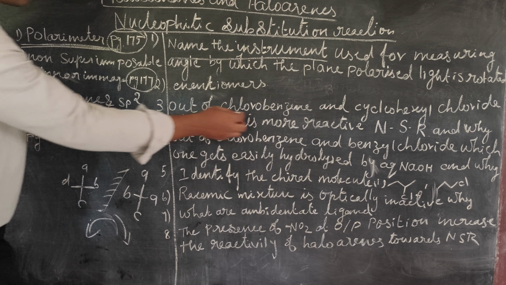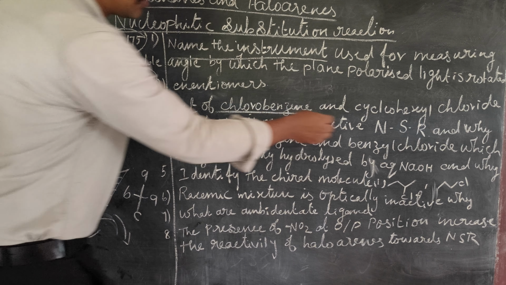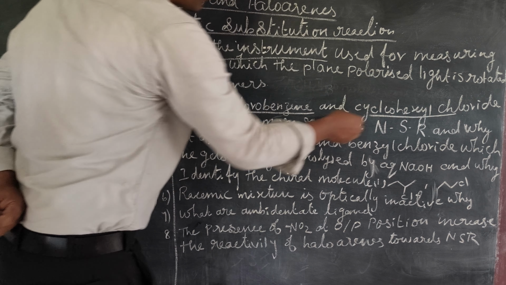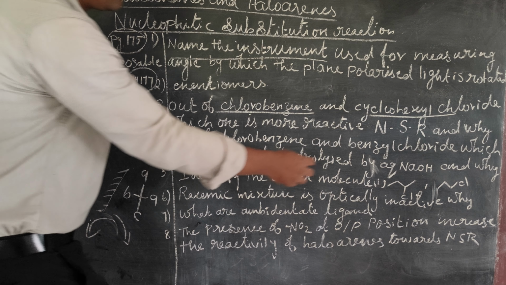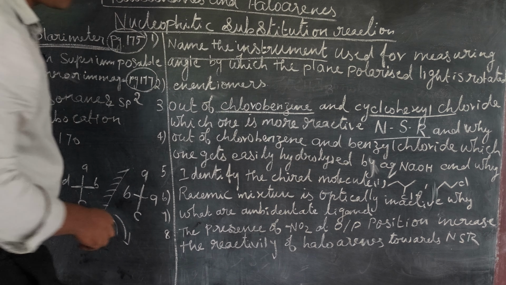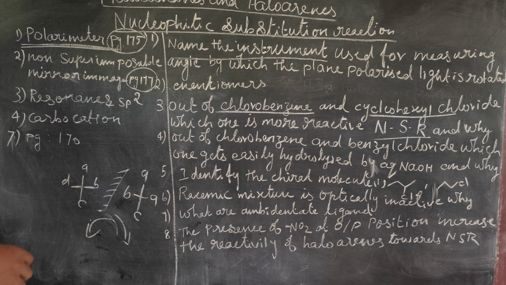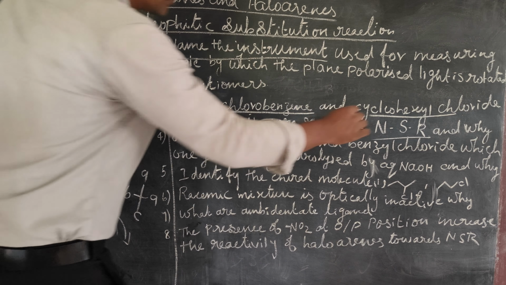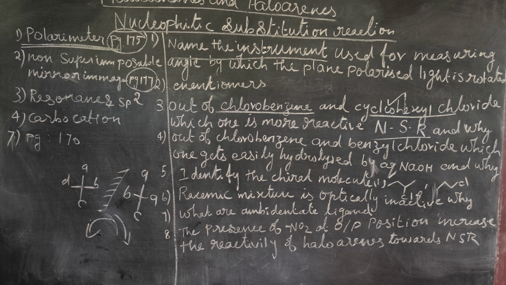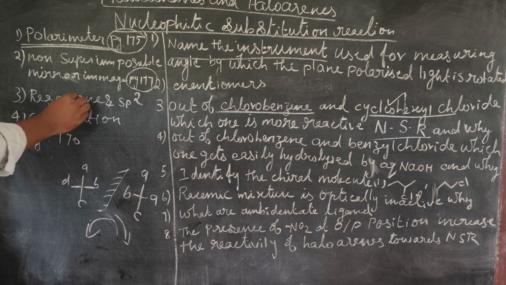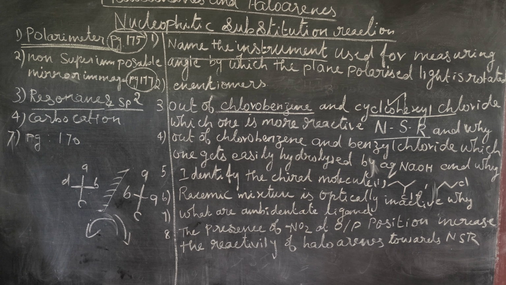Out of chlorobenzene and cyclohexyl chloride, which one is more reactive in nucleophilic substitution reaction? Cyclohexyl chloride is more reactive. The reason is resonance and sp2 hybridization.